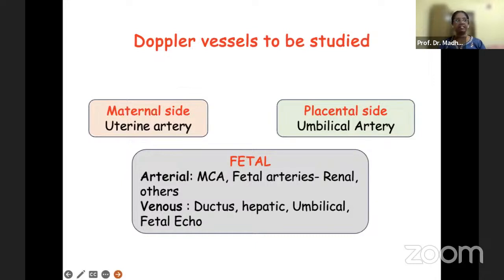Now, which are the vessels we do Doppler? That is, it studies the Doppler flow, the flow of the blood in these vital vessels. From the maternal side, you have the uterine artery, and from the placental side, you have this vital umbilical artery, which has been extensively studied, and various recommendations are based on that. From the fetal side, there are also arterial and venous vessels, but mainly what we focus on is the umbilical artery.